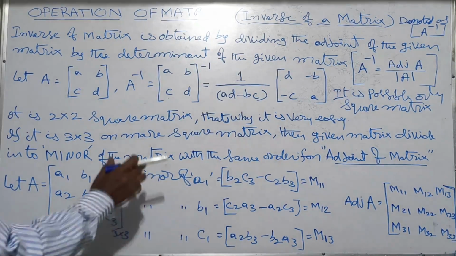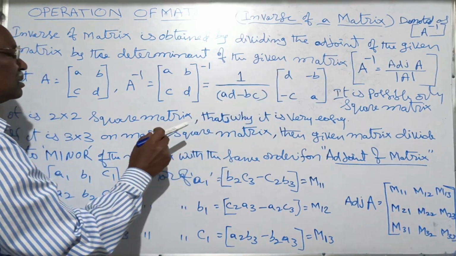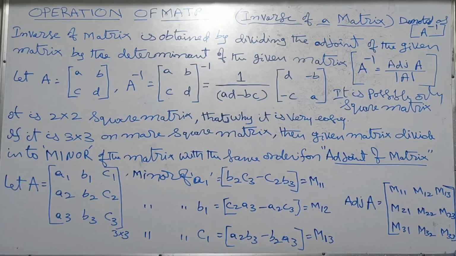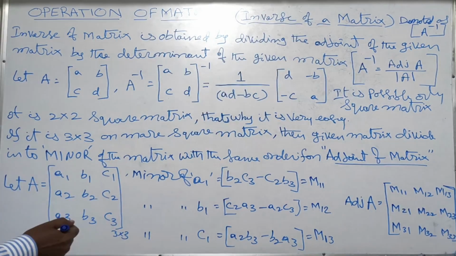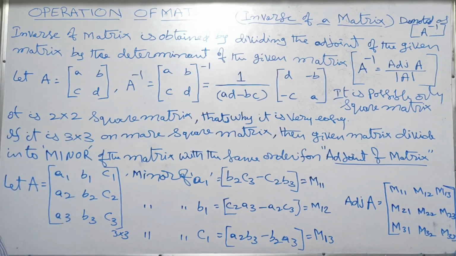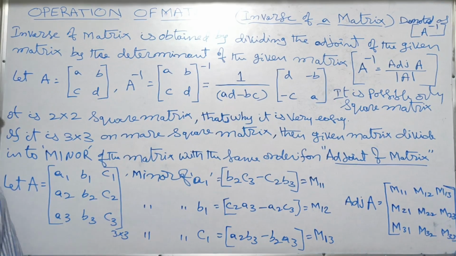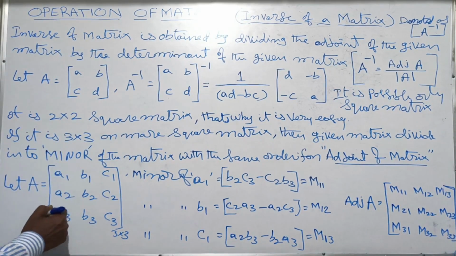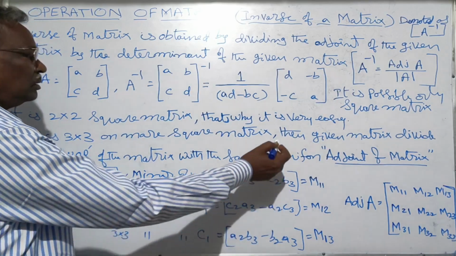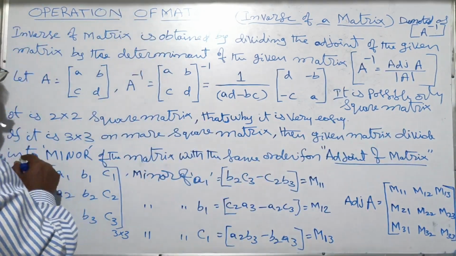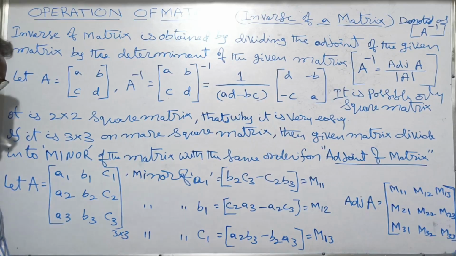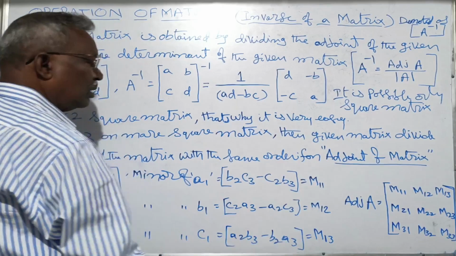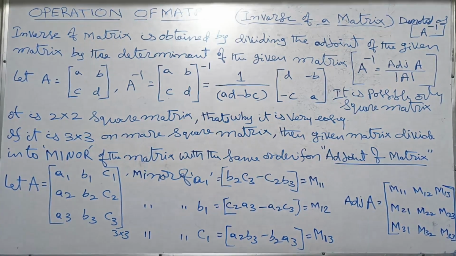Of course, since it is a second order matrix, that is a 2 by 2 matrix, it is very easy to find the A inverse. If it is a third order matrix, that is 3 by 3 or 4 by 4, it is more complicated. If it is 3 by 3 or more, then the given matrix is divided into minors of the matrix, with the same order, to find the adjoint of the matrix.